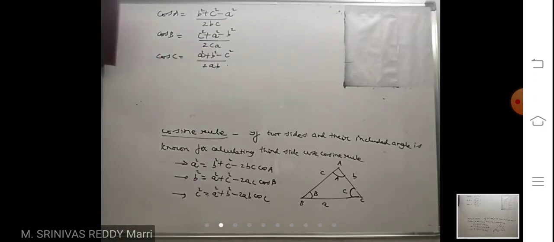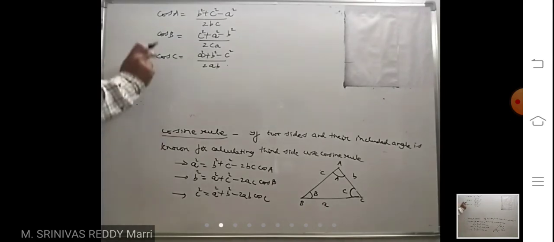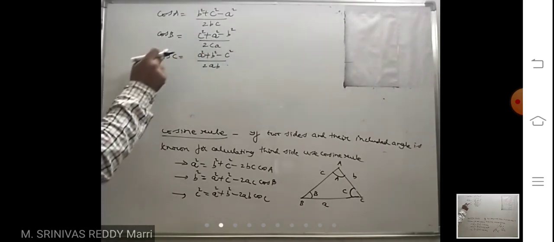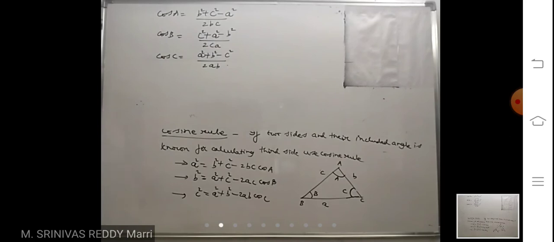These are the formulas to use. Whenever cos A comes, substitute this formula. Cos B comes, substitute this formula. Cos C comes, substitute this formula. So this is the cosine rule. Right? Take one example.